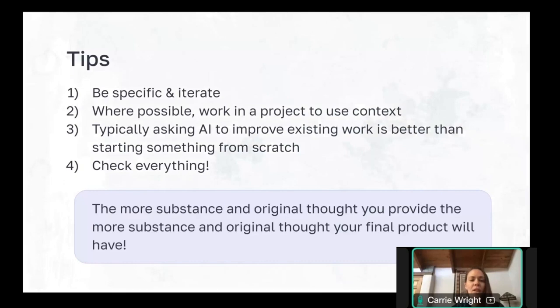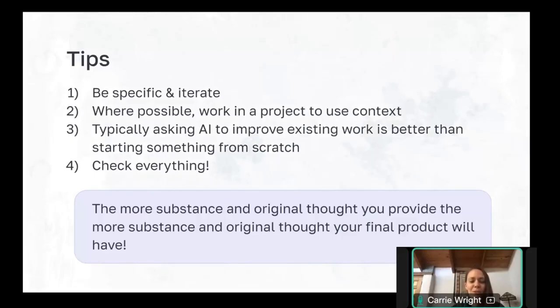So being specific and iterating can be really helpful. Some chatbots and tools allow for projects so that you can continue different contexts and have it remember what you're trying to work on, which can be really valuable. Also, we've found that typically asking AI to improve existing work often works better than starting with something from scratch. And really importantly, and we'll talk about this a lot, check everything.